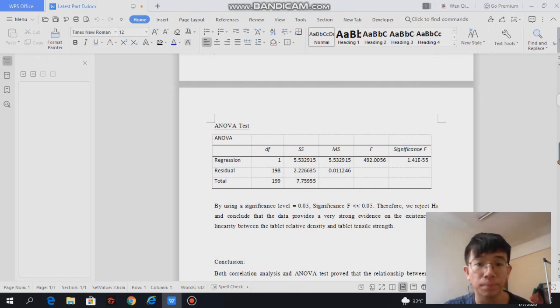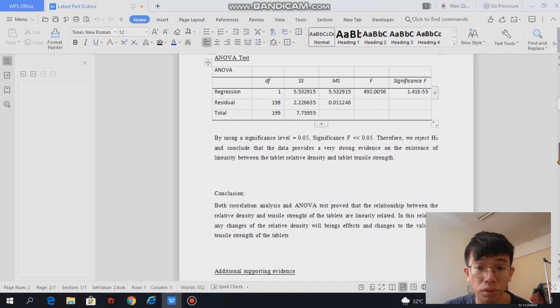So in conclusion, both the analysis and the test show that there is a linear relationship between the relative density and the tensile strength of the tablets. That means any changes or variation in the relative density actually bring effects and changes to the value of tensile strength of the tablets.